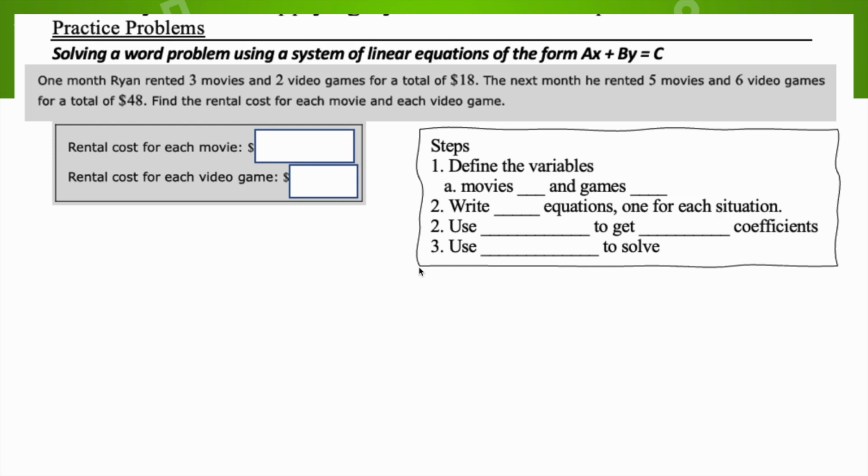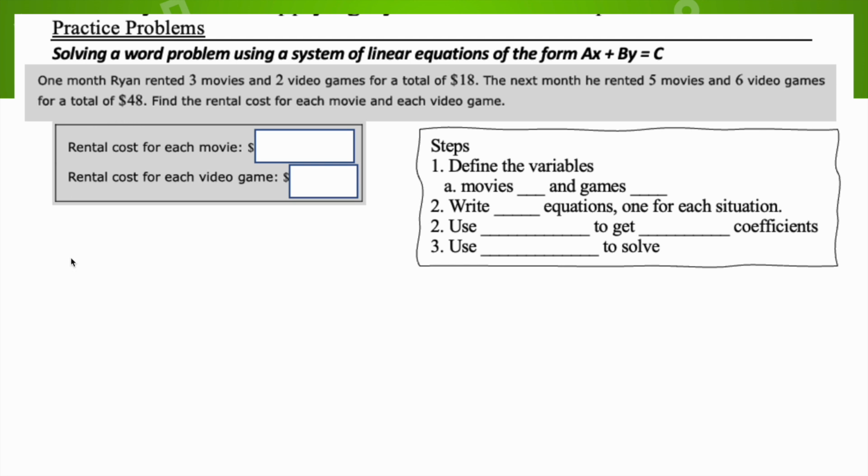Okay, so we are going to solve word problems using systems of linear equations, and we're going to decide the best method to use to solve these systems of equations. So we're going to go ahead and read the problem, and then we're going to kind of break it down a little bit so that it makes it a little bit easier to understand.